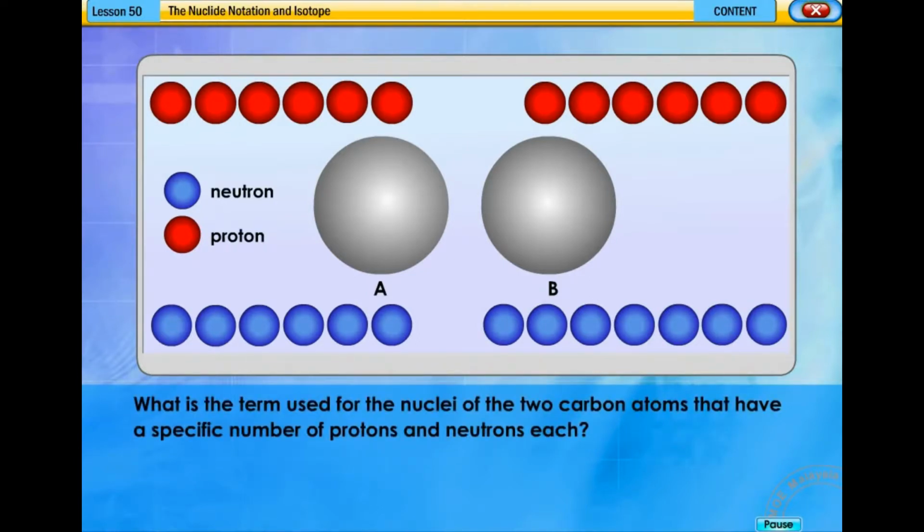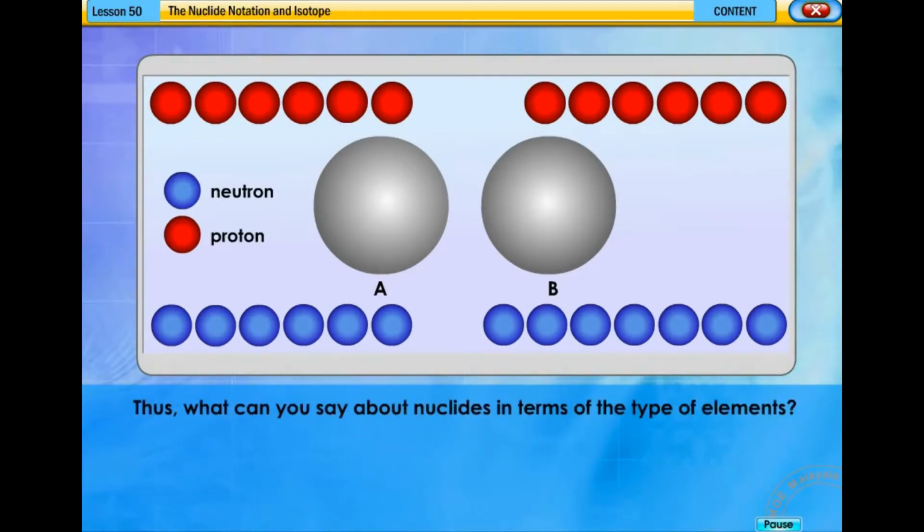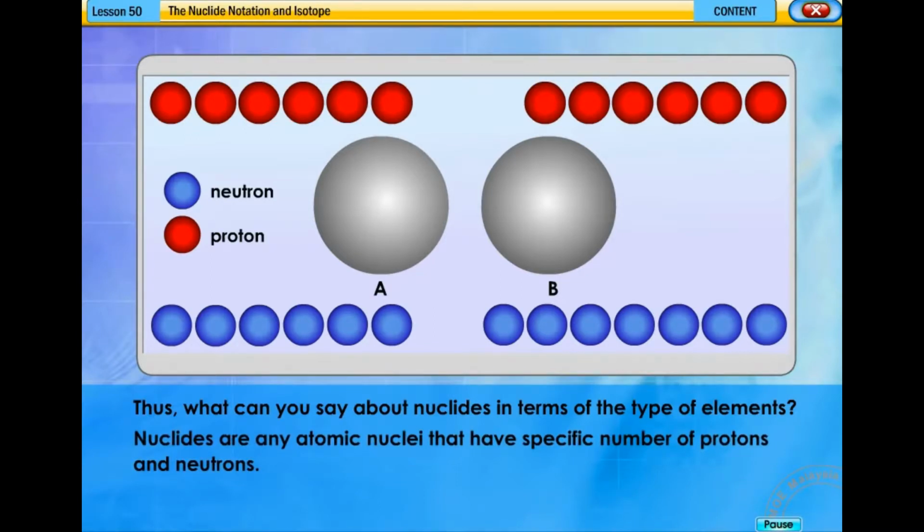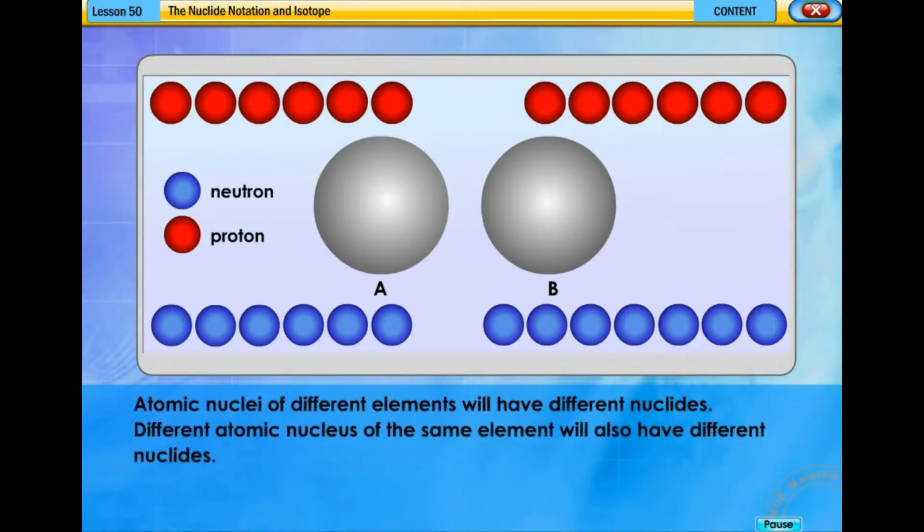What is the term used for the nuclei of the 2 carbon atoms that have a specific number of protons and neutrons each? The nuclei of the 2 carbon atoms are called nuclides. Thus, what can you say about the nuclides in terms of the type of elements? Nuclides are any atomic nuclei that have a specific number of protons and neutrons. Atomic nuclei of different elements will have different nuclides. Different atomic nucleus of the same element will also have different nuclides.